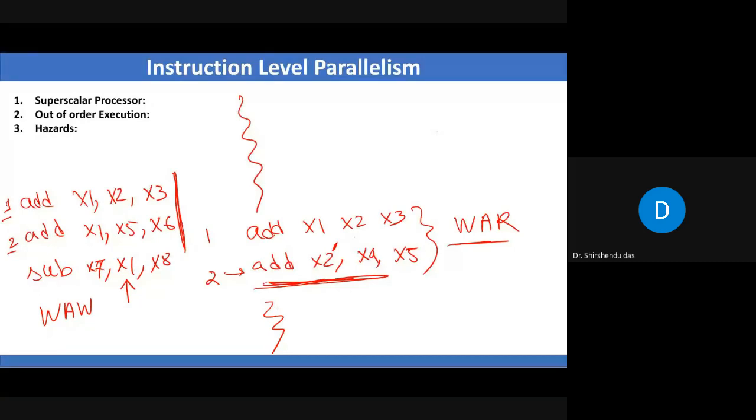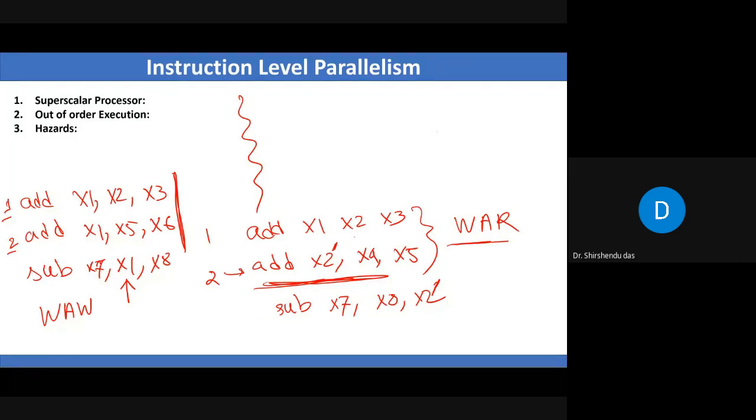Suppose there is an instruction here called sub, like this: x7, x8, x2. Then it will rename this value also as x2 dash. If you do this type of register renaming, then the other problem is resolved, right? Are you understanding it now? Do you think there will be any correctness issue?